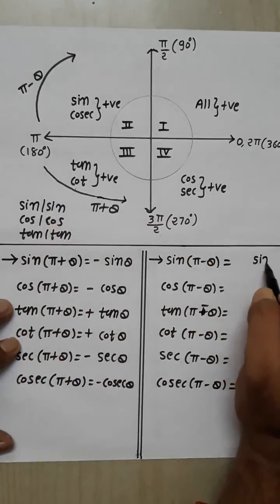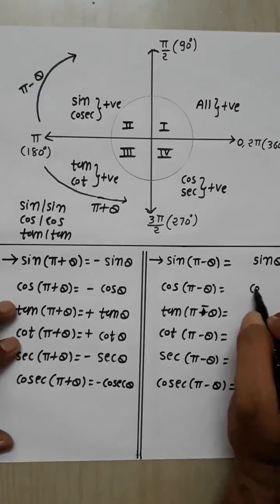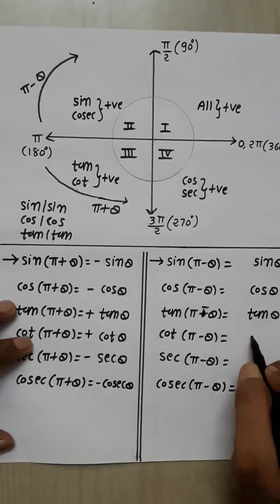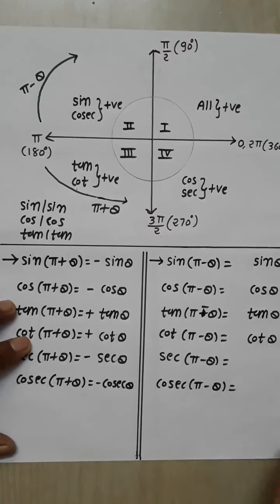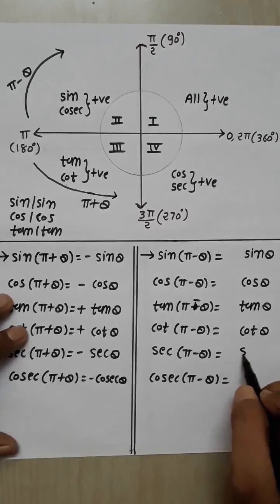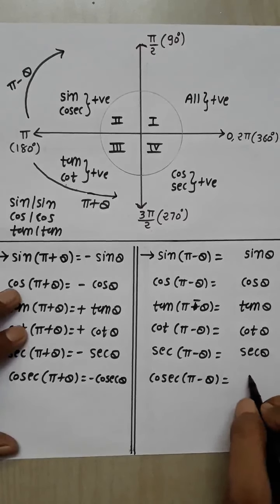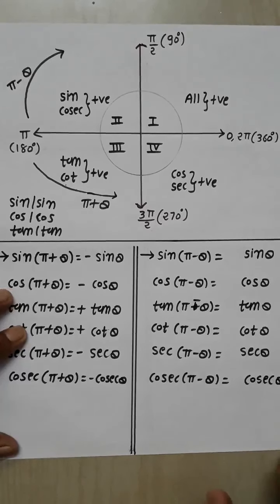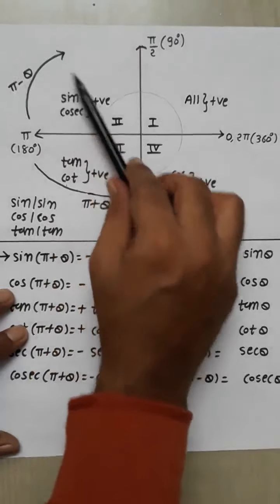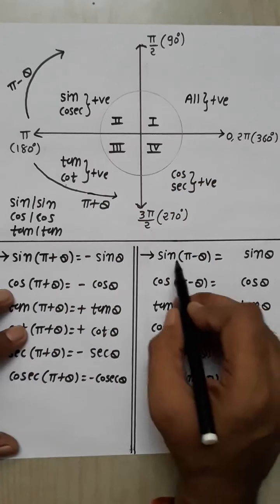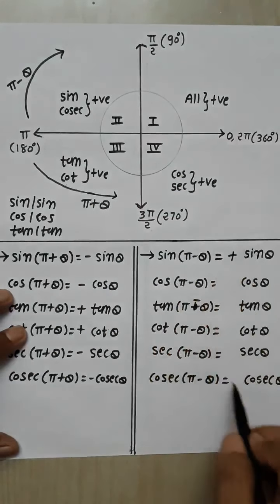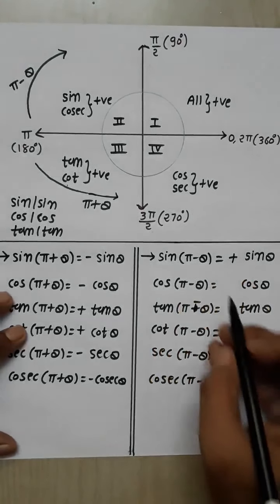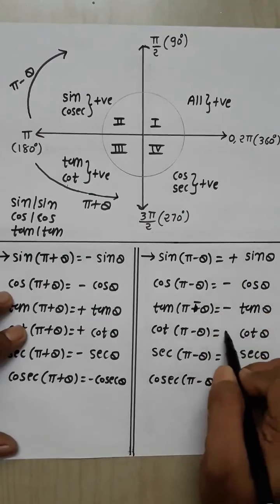Sin stays sin theta, cos stays cos theta, tan stays tan theta, cot stays cot theta, sec stays sec theta, and cosec stays cosec theta. Now in the second quadrant only sine and cosec functions are positive, so sine and cosec are positive. For the remaining four functions we write a minus sign.